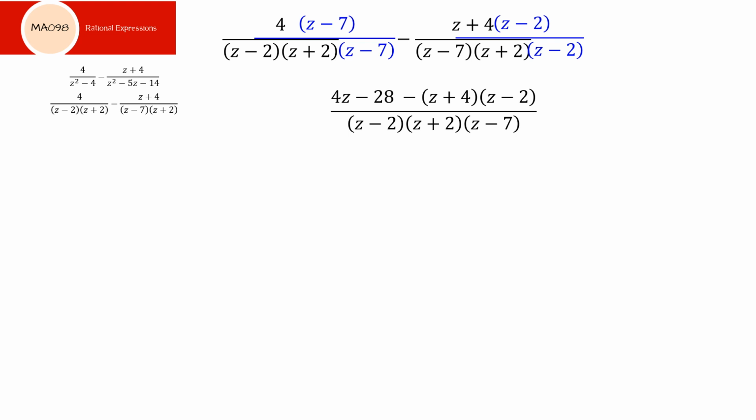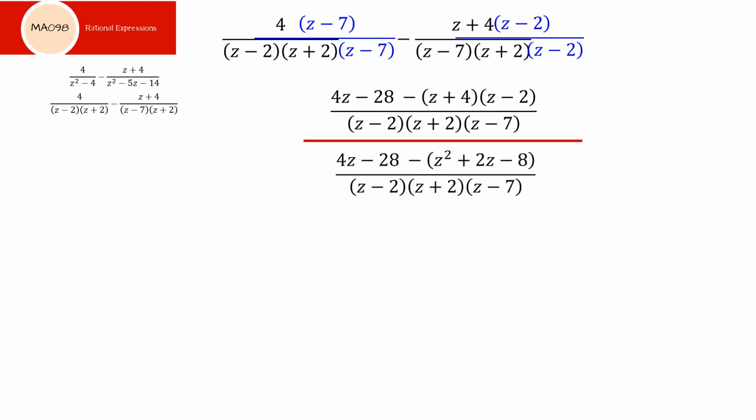For the second one, I had to rewrite it. Minus, in parentheses, z plus 4 times z minus 2. The reason for that is because we have to FOIL it. Yup. So what's that going to look like? Well, 4z minus 28 minus z squared plus 2z minus 8. Notice the denominator hasn't changed. Now I'm going to distribute the negative into the parentheses.